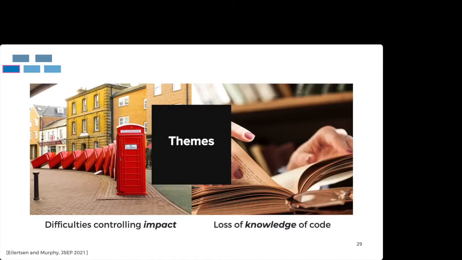From this study, we extracted several themes about refactoring tool use in the context of change tasks. 2 main themes are shown on this slide. First, developers had difficulties controlling the impact of changes made by the automated refactoring tool. Many developers ended up surprised by changes the refactoring tool made to their code, and sometimes reverted the code back to an earlier state. Second, developers expressed that when they used an automated refactoring tool, they experienced loss of the knowledge of the code as they were unsure how the code had changed.